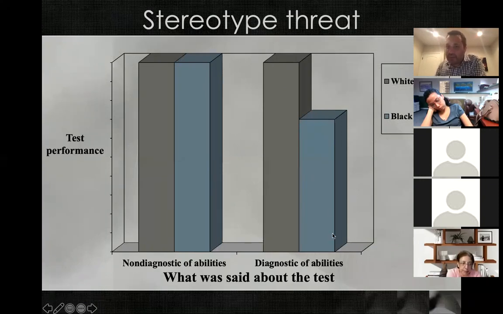Well, because in this condition, these Black students who are taking this test are thinking, there's a negative stereotype about Black people on verbal tests. I don't want to live up to that negative stereotype. I don't want this researcher to think I'm only performing poorly because I'm a Black person. And they're so concerned with how they're going to come across, how they're going to be evaluated based on the stereotype, that they can't concentrate on the verbal test, which leads them to actually perform worse.